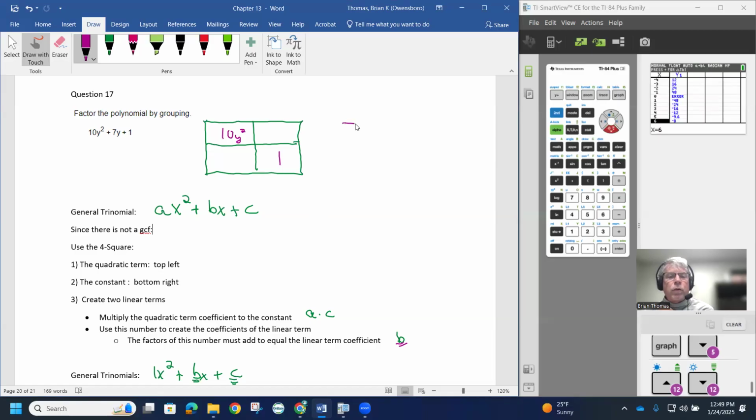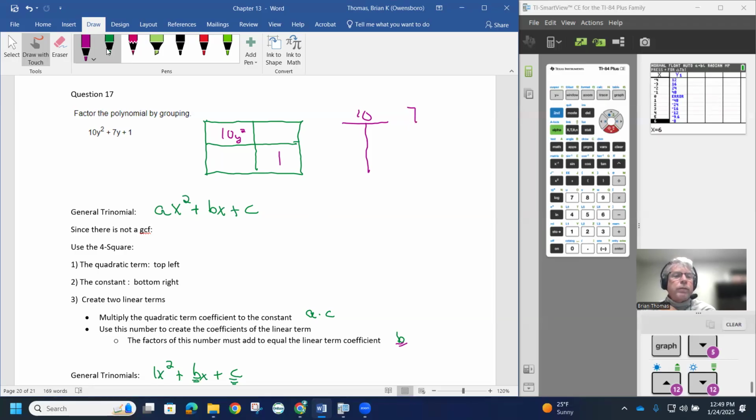So 10 times 1, what we do is we can make a table. So we have our 10. 10 times 1 is 10. But now the catch is we have to use this number to create the coefficients of the linear term. So the factors of this number must add to equal the linear term coefficient. So what we have to be doing is adding to get a 7.